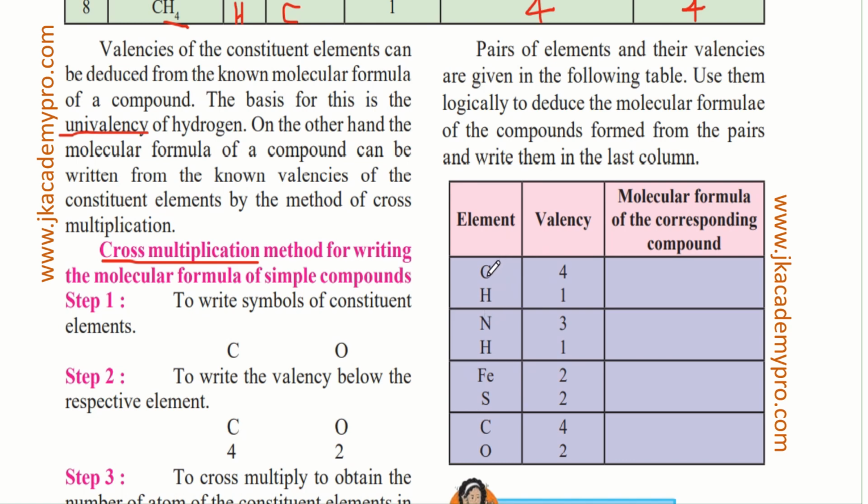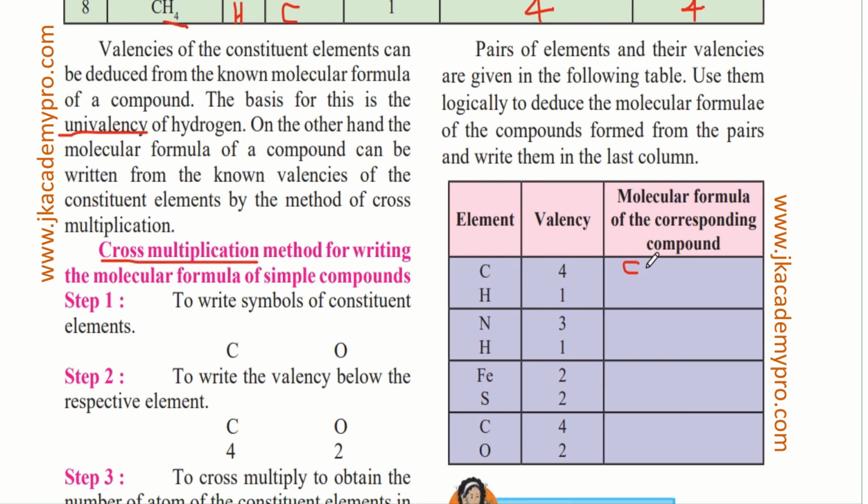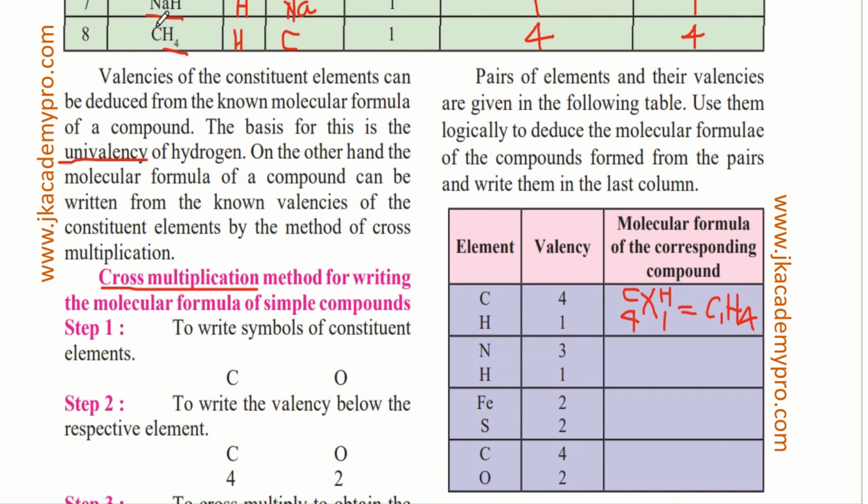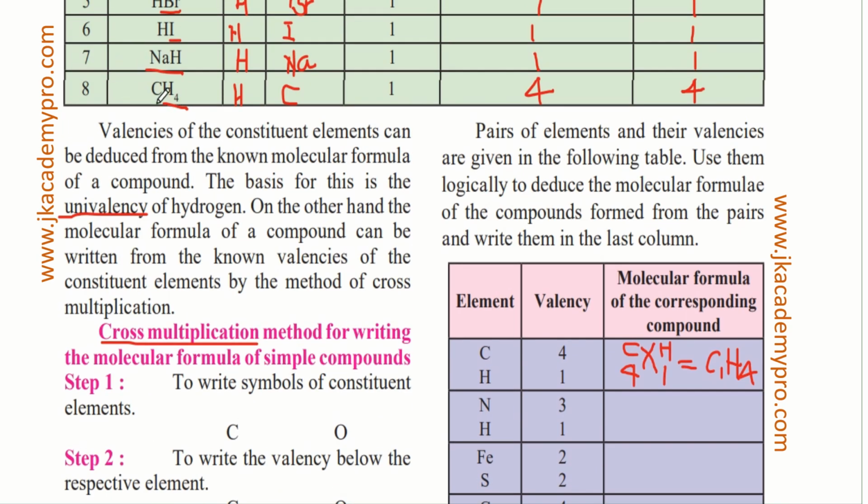So the first one we have is carbon and hydrogen. Carbon has a valency of 4 and hydrogen has a valency of 1. So we will write carbon here and hydrogen here, and below it we will write each of their valencies. So carbon has a valency of 4 and hydrogen has a valency of 1. Now we do cross multiplication. Here we will finally get carbon 1, hydrogen 4. And this formed methane that we saw earlier. In this example, we easily found methane, that is CH4. We usually do not write the 1, so it will become CH4.